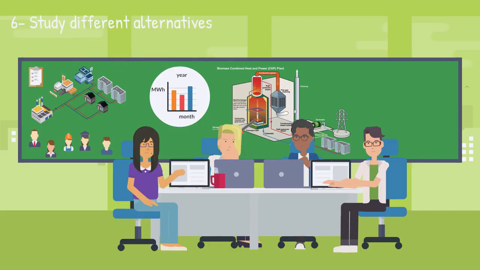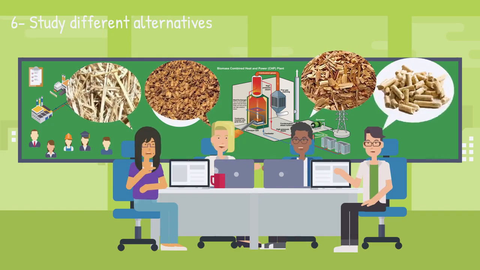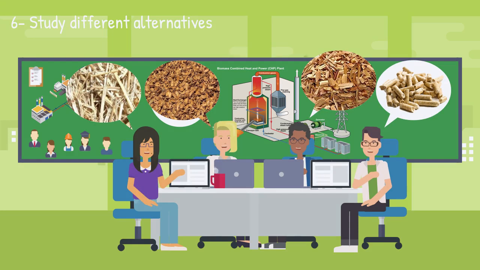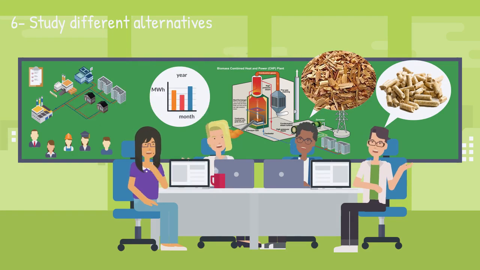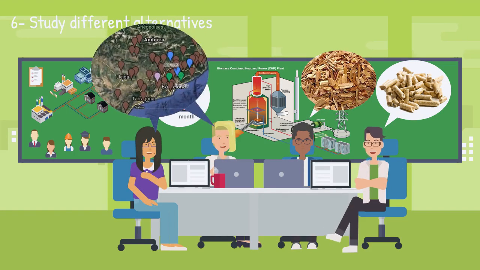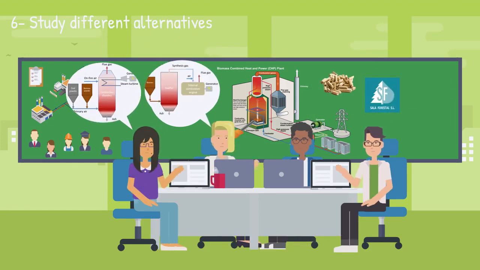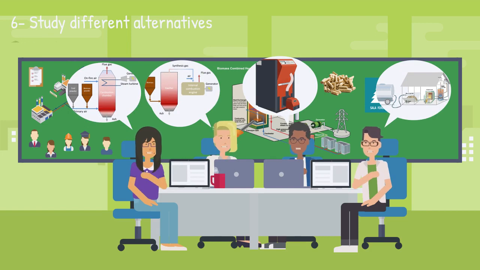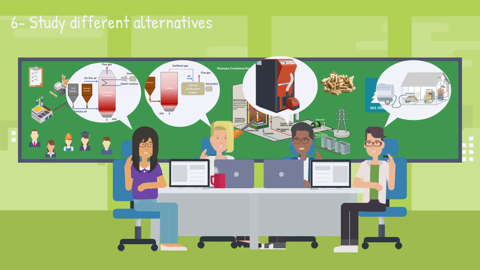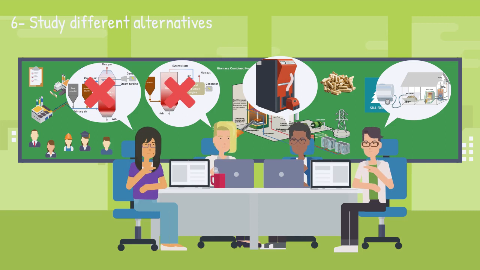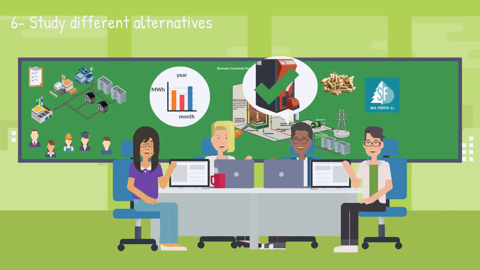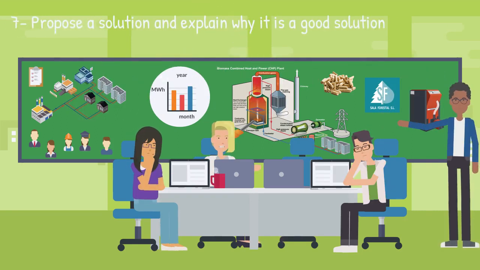Now is time to look for the best solution, therefore, you must study different alternatives. Investigate about the different types of solid biomass available in the market, their advantages and drawbacks. Investigate about the biomass suppliers in the area. Investigate about commercially available biomass boilers or biomass CHP systems. Make a comparison of different alternatives. Propose a solution and explain why it is a good solution.